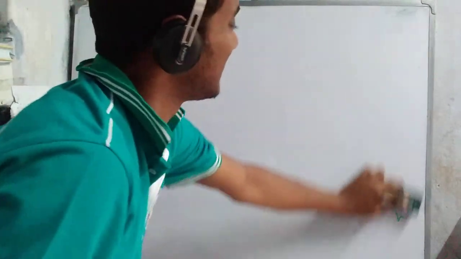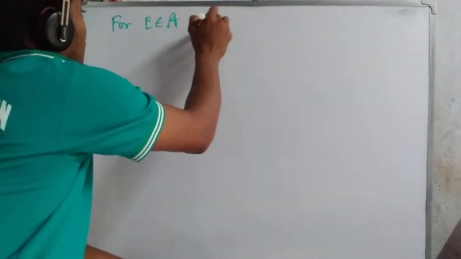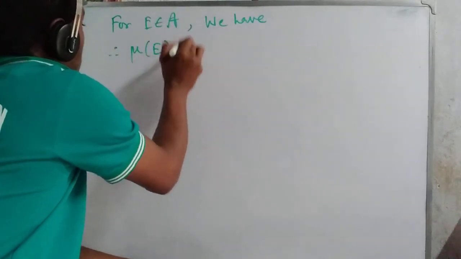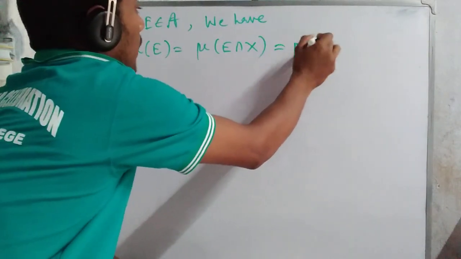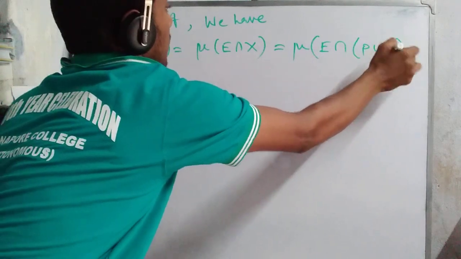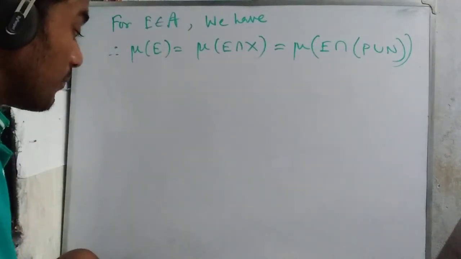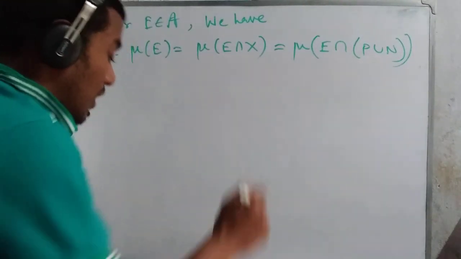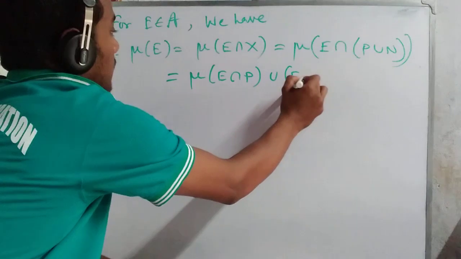So what do we discuss here? For E in the σ-algebra, we have μ(E) = μ(E ∩ X) = μ(E ∩ (P ∪ N)), since X = P ∪ N, which we get from the Hahn decomposition theorem. So we go forward: μ((E ∩ P) ∪ (E ∩ N)).